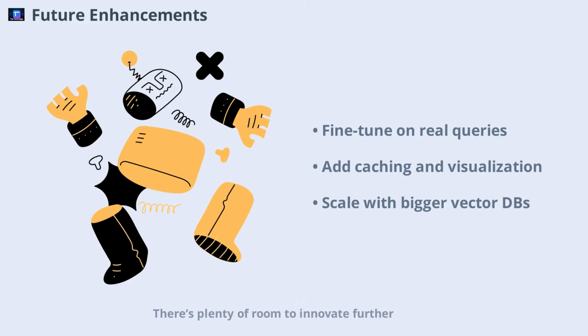There's plenty of room to innovate further. You can fine-tune the SQL generator on your company's query logs, add caching for frequent questions, or integrate dynamic charts into Streamlit for richer data visualization. For larger datasets, consider switching to scalable vector databases like Pinecone or Qdrant. Feedback loops can also help the system learn from user corrections, making it smarter over time.